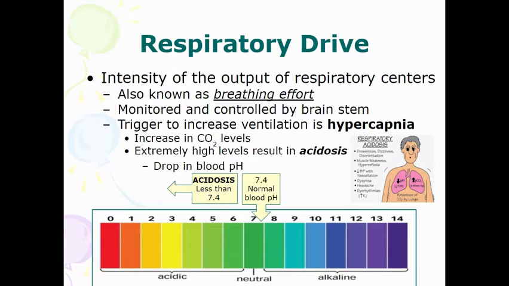Extremely high levels of carbon dioxide results in acidosis. That's a drop in blood pH. It means the blood is becoming more acidic. So normal blood pH is about 7.4. Acidosis is when it becomes less than 7.4.